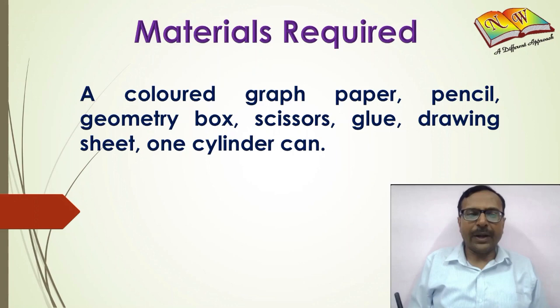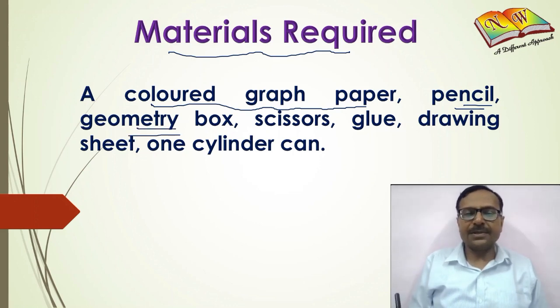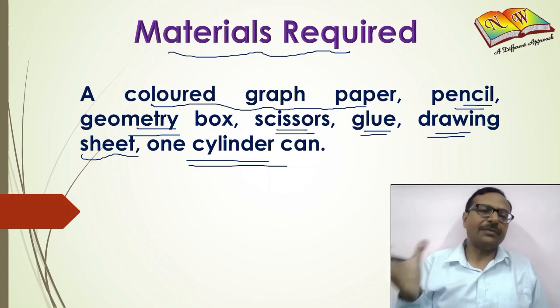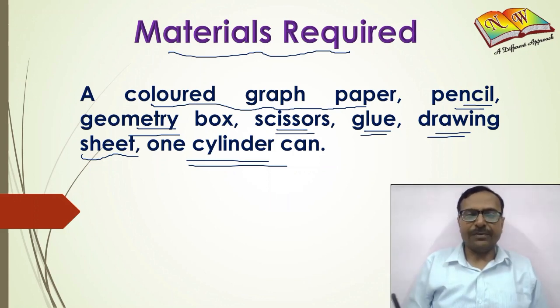The materials required to conduct this activity are colored graph paper, pencil, geometry box, scissors, glue. These are all general materials which we require. We require the drawing sheets also, and one cylindrical can, so that we can practically see how the rectangular sheet gets converted to the curved surface area of a cylinder. Let's perform this activity now.